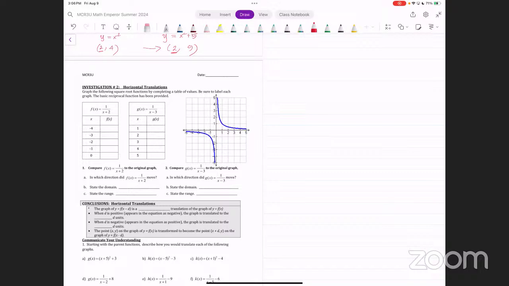Plug in the original function, right? For example, first is 1 over x plus 2. So 1 over -4 plus 2, isn't it? So this is negative 1/2. Are you following that? How do I plug it in? Yeah. Okay. Can you plug in both graphs and try to plot those points and see what happens in the graph?